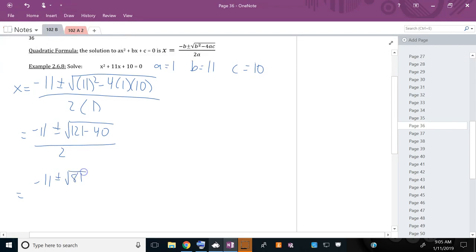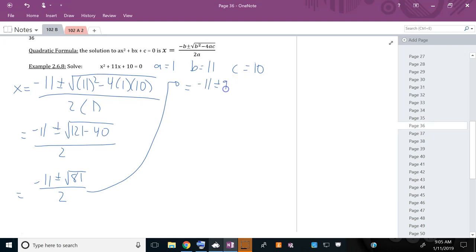is 81. Now 81, that's a perfect square. The square root of 81 is 9. So obviously if we have a perfect square, let's take that square root. Now anytime you get a perfect square, like we did here, that meant we could have solved this by factoring.